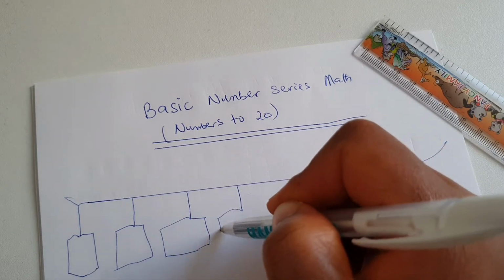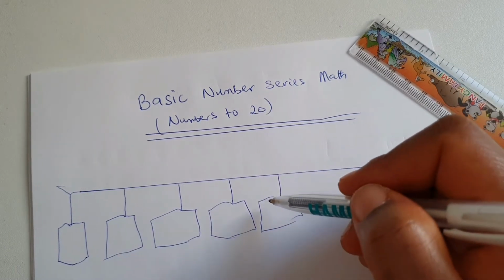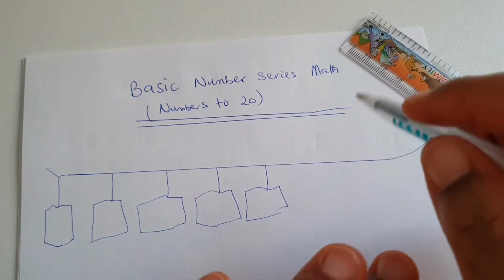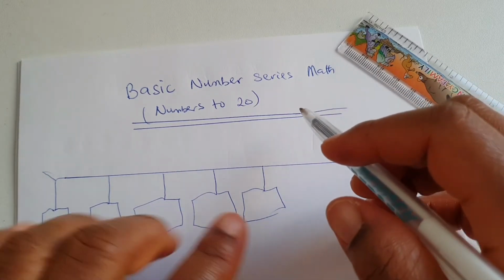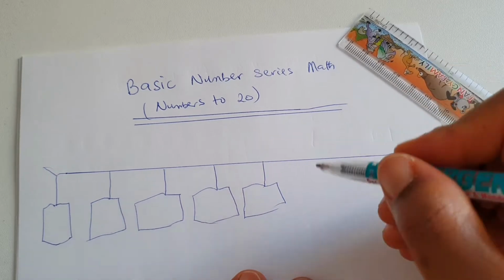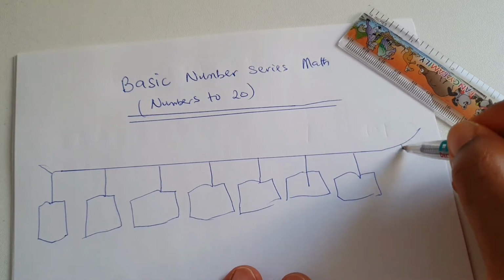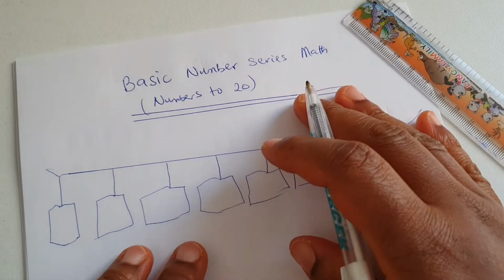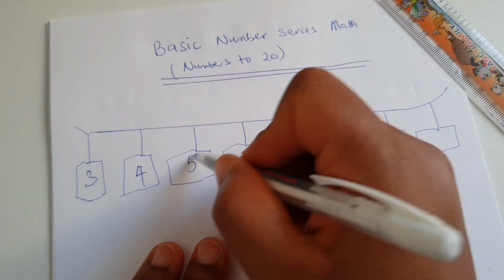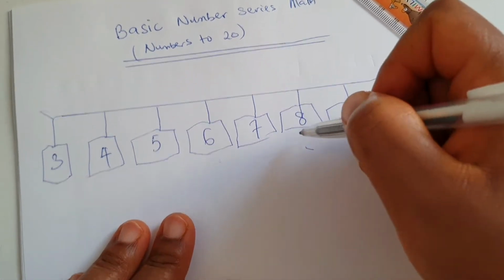It doesn't matter from which number you start, but the main point is for a child to know if 1 is here, automatically 2 will come, 3, 4, 5, and so on. If 10 is here, 11, 12, and so on will come. If 15 is here, then the next one should be 16, 17, 18, 19, and so on and so forth. So let me put a number here. Okay, let's say I start with 3. So here should be 4, 5, 6, 7, 8, 9, and 10.